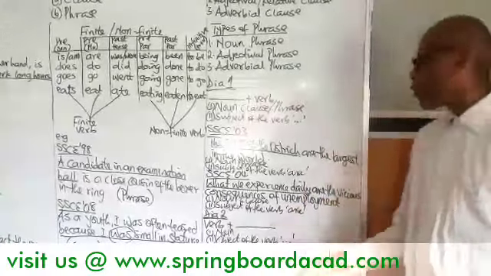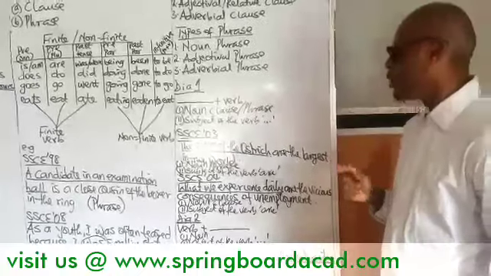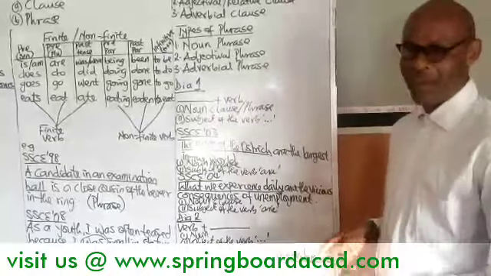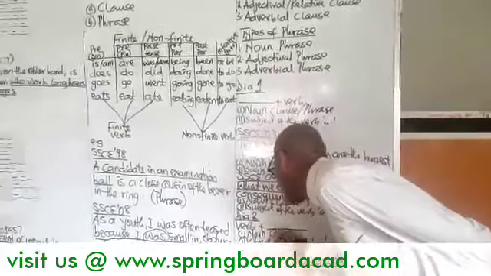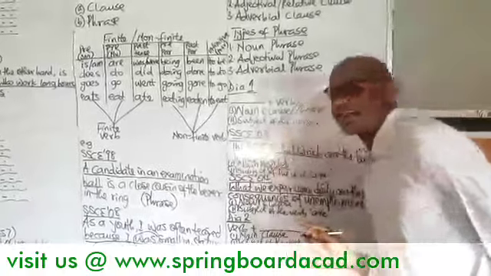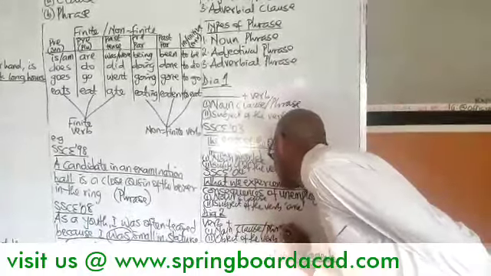Then what do? Go back to that underlined word. Ask yourself, does it contain a finite verb? If your answer is yes, write a clause. But if your answer is no, write a phrase.